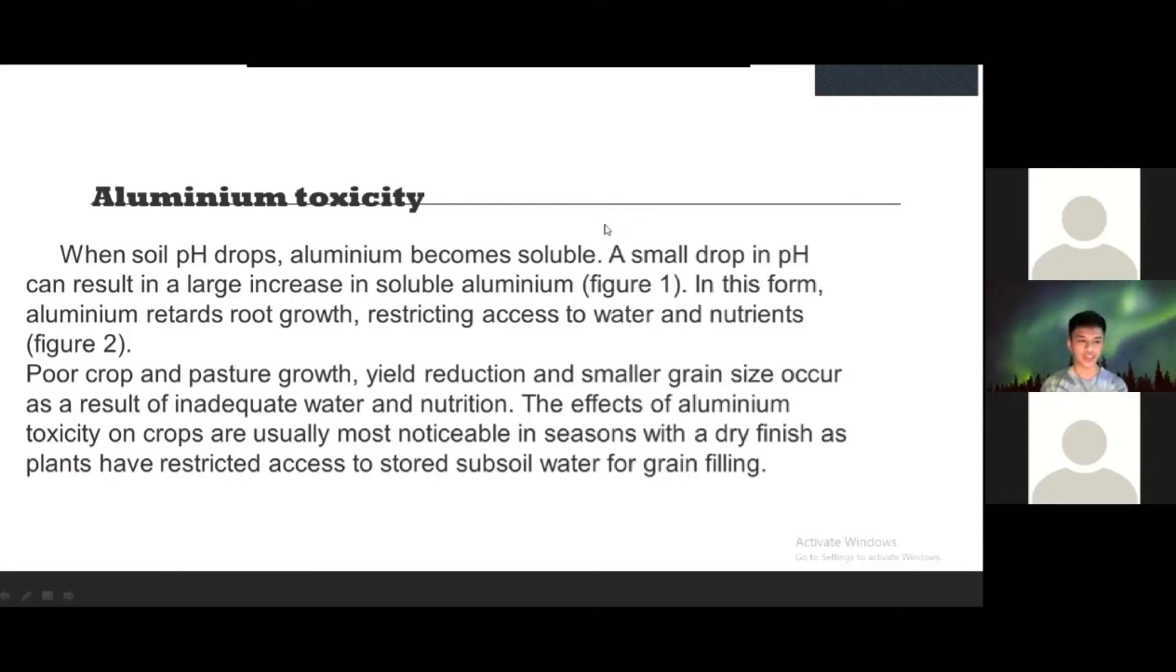The effects of aluminum toxicity on crops are usually most noticeable in seasons with a dry finish, as plants have restricted access to stored subsoil water for grain filling.